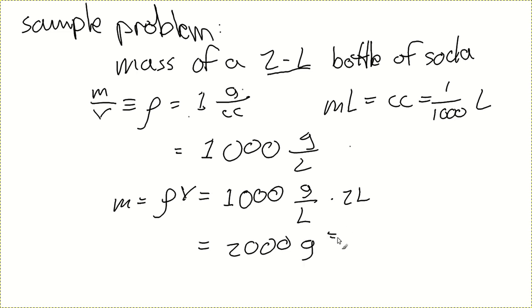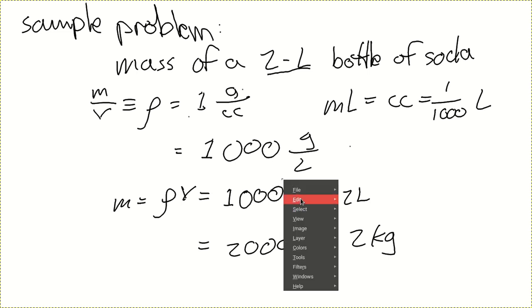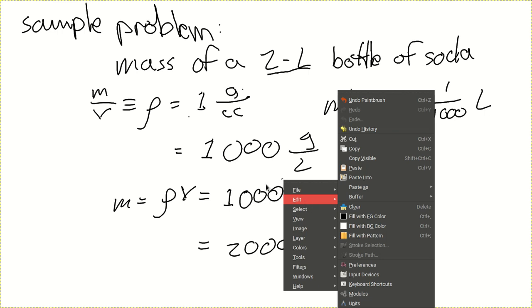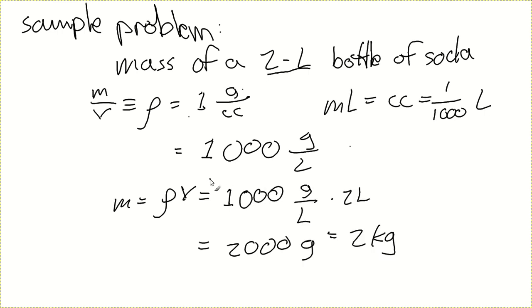and that is 2,000 grams, or 2 kilograms. So if you take a 2-liter bottle of soda, stick it on a scale, you should get about 2 kilograms, or 4.4 pounds. Alright, I'm going to erase, so pause if you're still studying any of this.